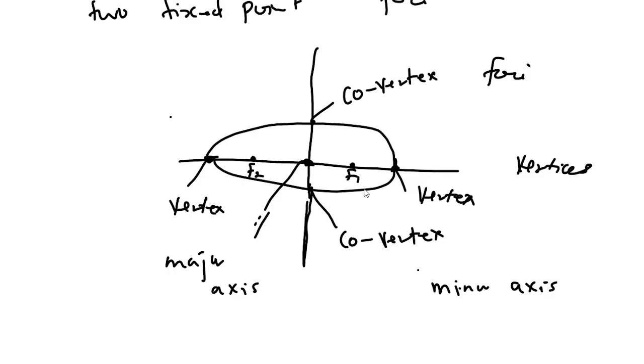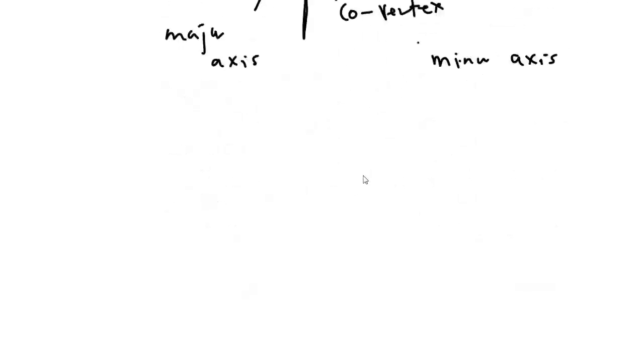So basically, an ellipse is a set of all points, the sum of whose distances from two fixed points is a constant. Let's use this definition to derive the equation of the ellipse. The equation of an ellipse.